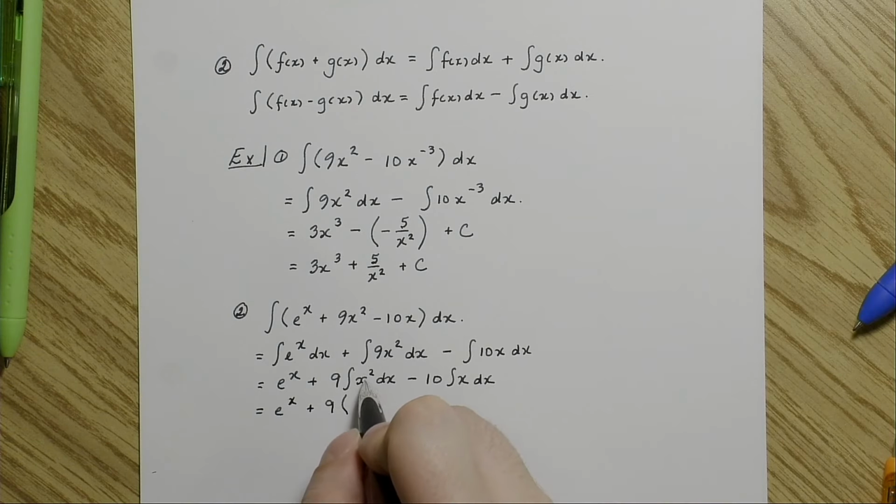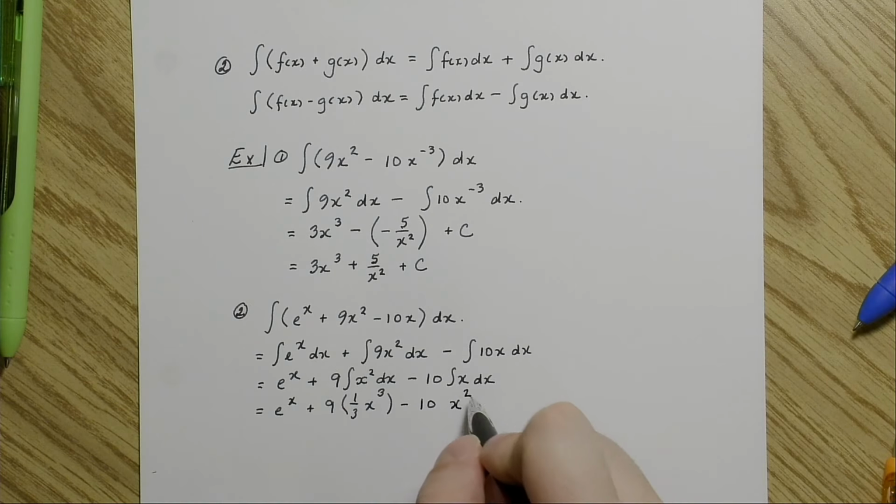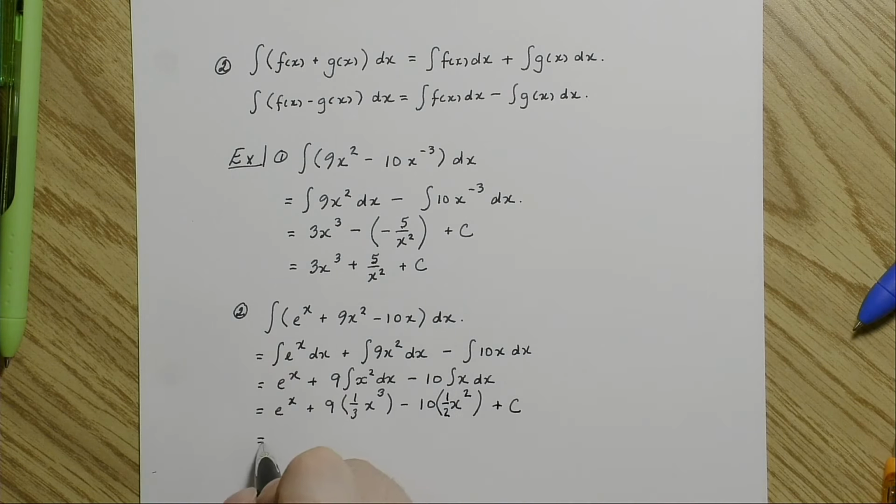So again, I integrate this. It goes up a degree to x cubed, and I take the reciprocal, so I have 1 over 3, minus 10. This goes up by a degree, and I also have to put it in the denominator as well, plus the constant. 9 divided by 3 gives me 3x cubed, and then I have 10 over 2, which is 5x squared, plus c.